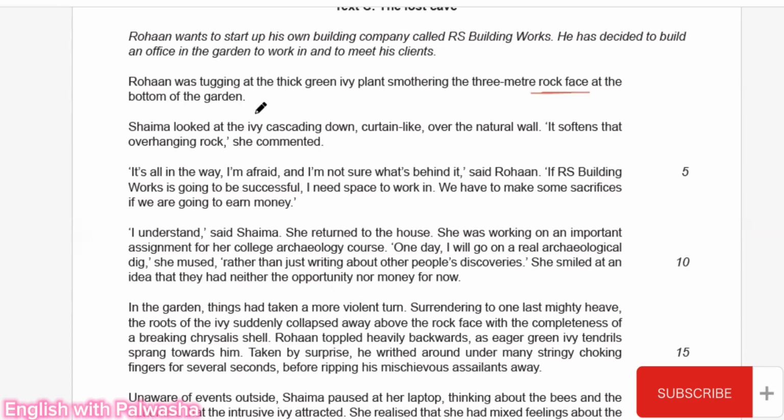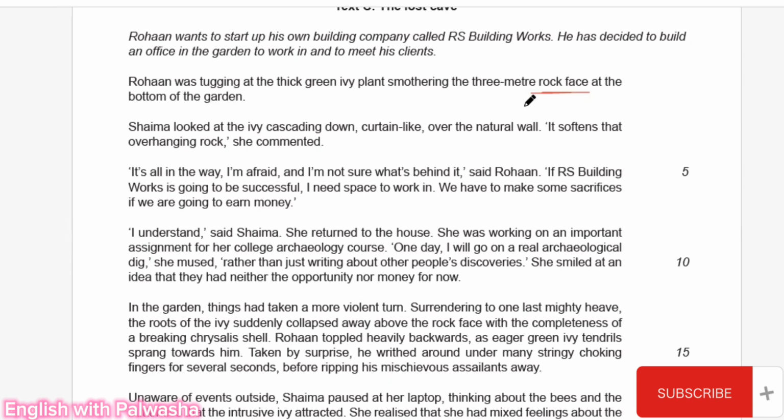So how are you going to explain this thing now? Tell me. Any idea, any gist about how we are going to explain this? What is the meaning of rock face here? Rock face, I think it means, I'm not sure really. Basically, a cliff, a steep and often sheer rock face means a cliff, basically a bare vertical surface of natural rock. So we will be writing that, maybe, he was looking at the thick green ivy plant, smothering, killing the 3-meter rock face at the bottom of the garden.